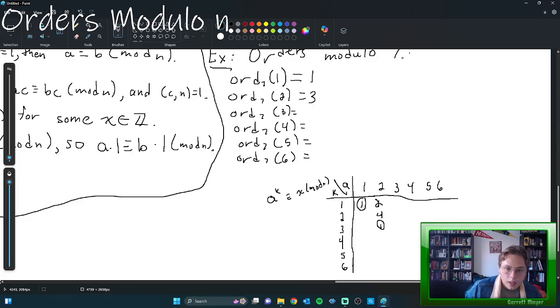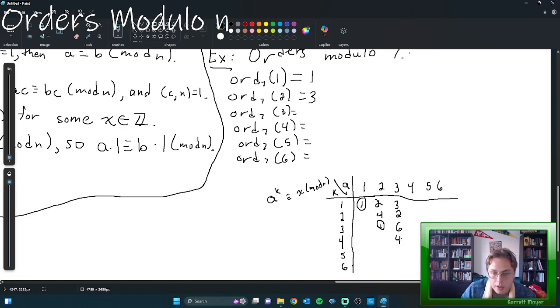And then for 3, 3 to the power of 1 is just 3. And then if we multiply that by 3, we get 9. But that is actually going to give us 2 modulo 7, because 9 becomes 2 mod 7. And then to take it to the third power, all we have to do is multiply 3 squared by 3. So 2 times 3 is 6. So that's 6 mod 7. 6 times 3, that's 18. Now 18 is 4 mod 7.